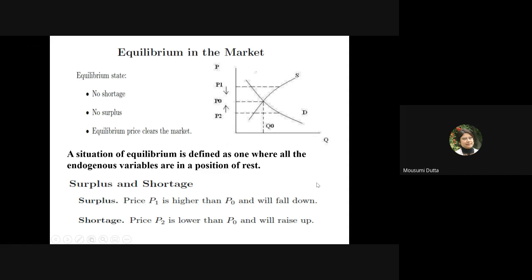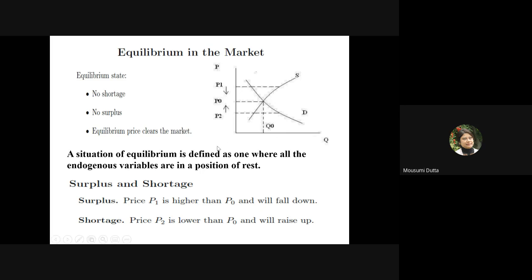So under a perfectly competitive market, equilibrium is a state when, number one, there is no shortage, number two, no surplus, and the equilibrium price clears the market. That is, equilibrium price is the price where the market demand is exactly equal to market supply. That is the price where the market will be cleared, where aggregate demand is exactly equal to aggregate supply. So we can define the equilibrium state as no shortage, no surplus, and a price which clears the market.